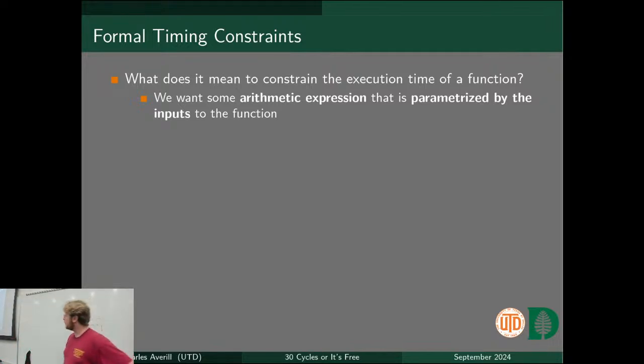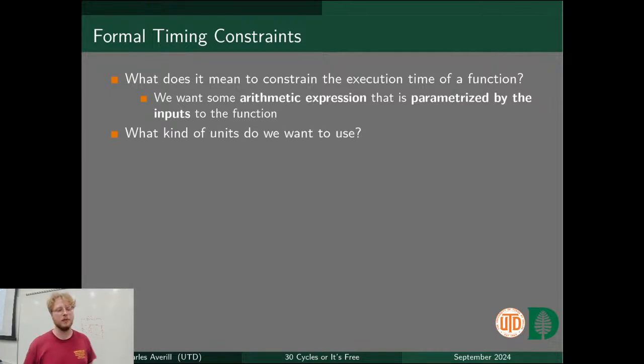And specifically, it has to be parameterized by the inputs. That's what I was talking about with memory at the beginning of the function versus at the end of the function. We want to be able to use this expression to predict how much time this function takes, right? So the only variables that are inside of the timing expression should be inputs to the function or the memory state at the beginning of the function. Really, those are the only two things that we're interested in.